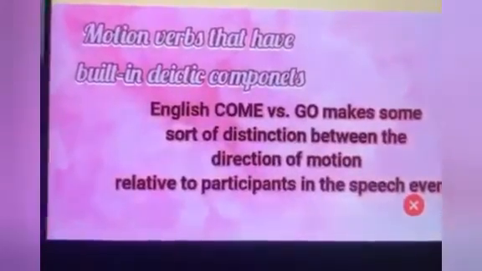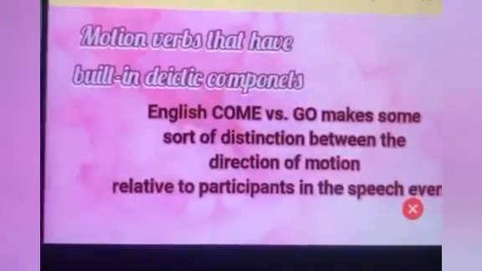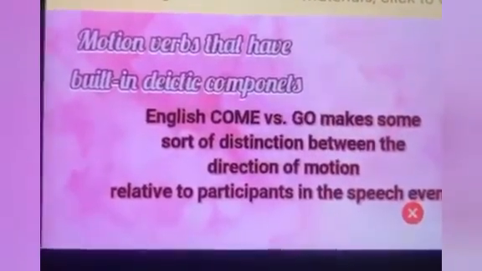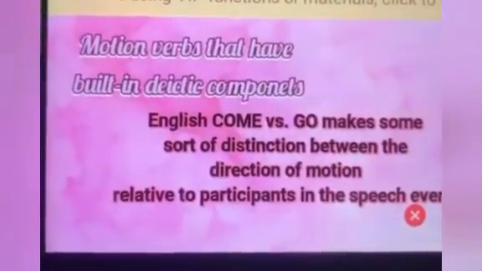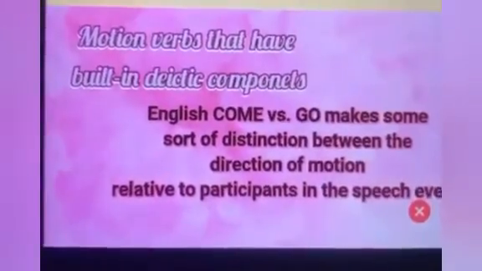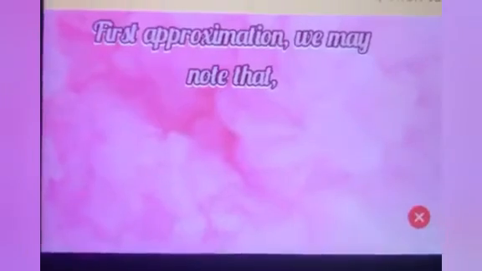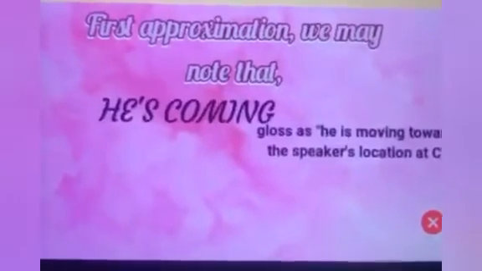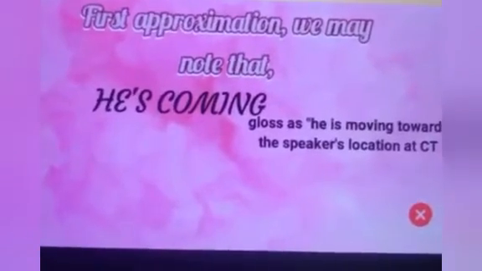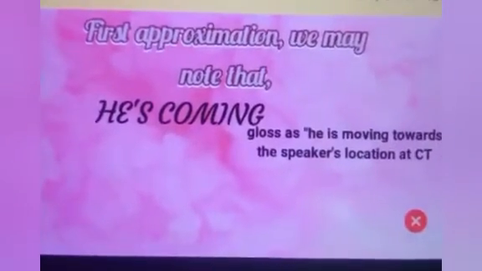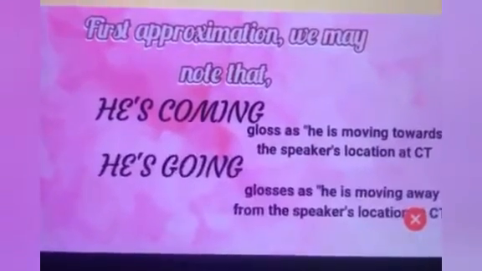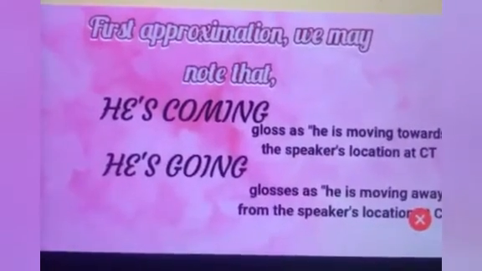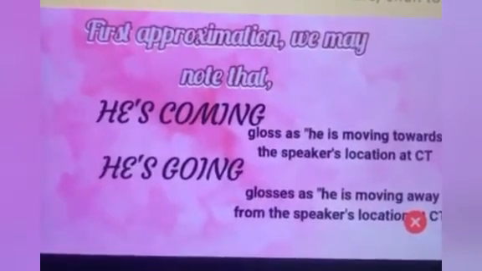Let us consider some motion verbs that have built-in deictic components. English come versus go makes some sort of distinction between the direction of motion relative to participants in the speech event. As a first approximation, we may note that his coming seems to gloss as he is moving towards the speaker's location at CT, while his going glosses as he is moving away from the speaker's location at CT.